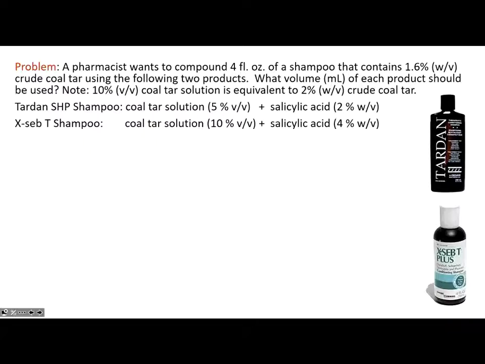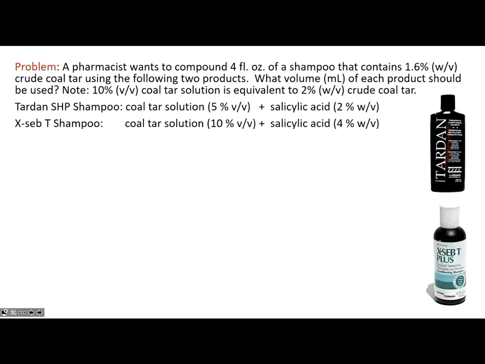All right? Easy enough. Well, what are the 2 ingredients? We've got 2 different things to make this. We have this Tartan shampoo that has 5% coal tar solution volume per volume. That's different, so just be aware of that. It's got coal tar at 5% volume per volume and some salicylic acid. And we're going to mix that with some XZT shampoo that has 10% volume per volume of the coal tar solution, with a different concentration of salicylic acid.